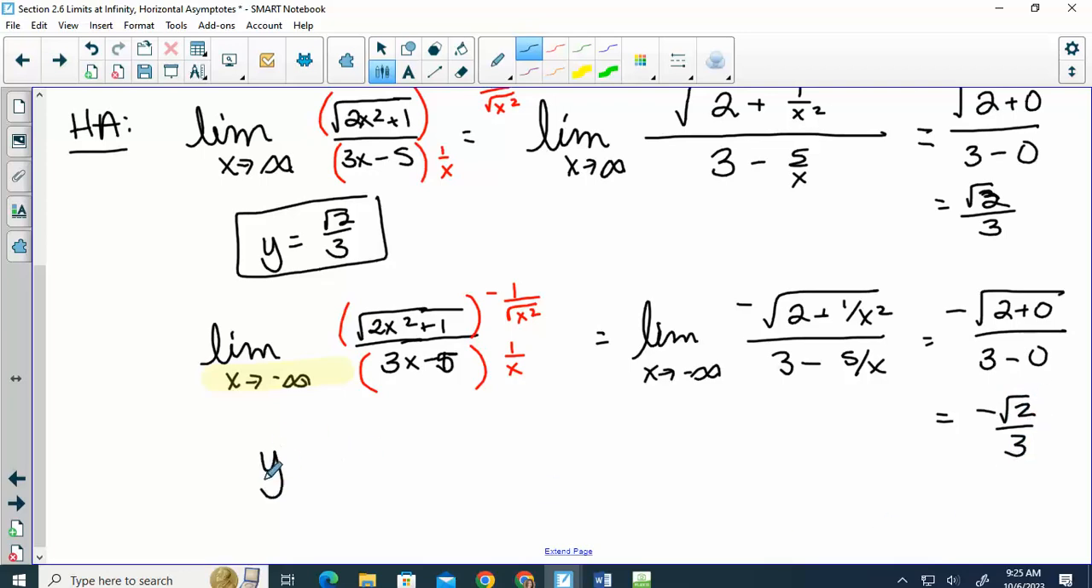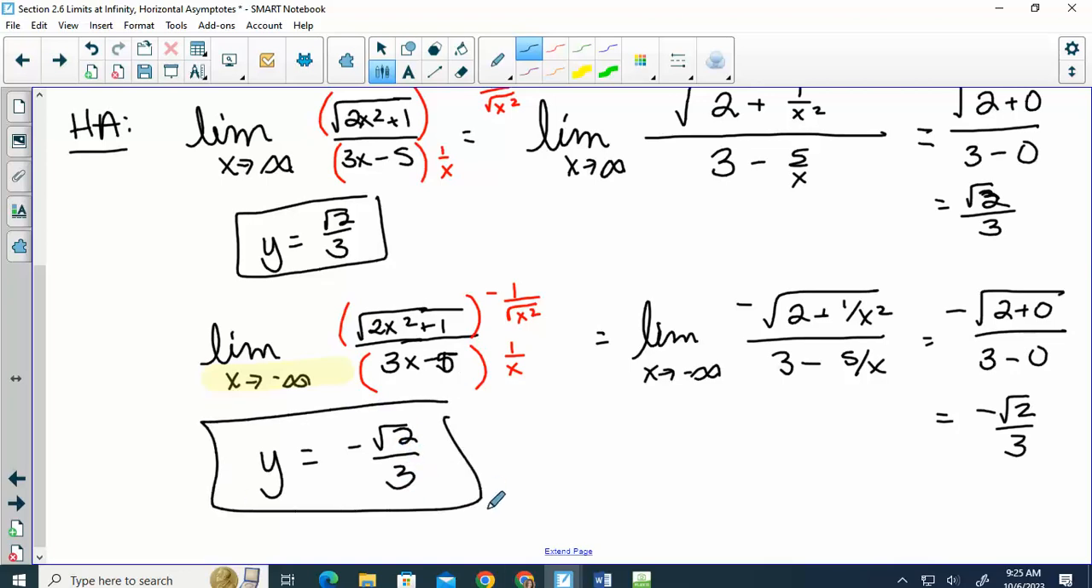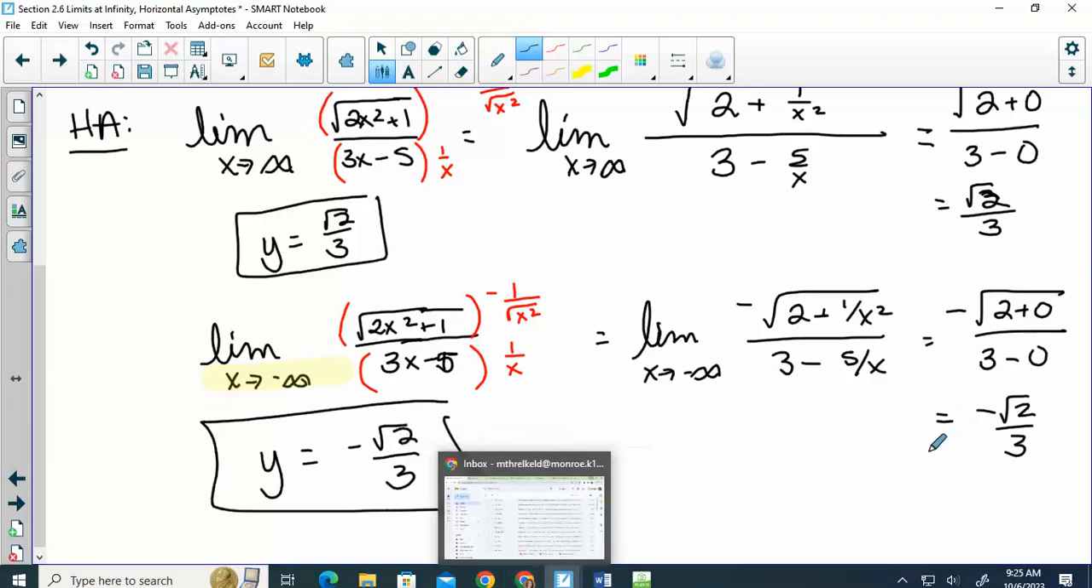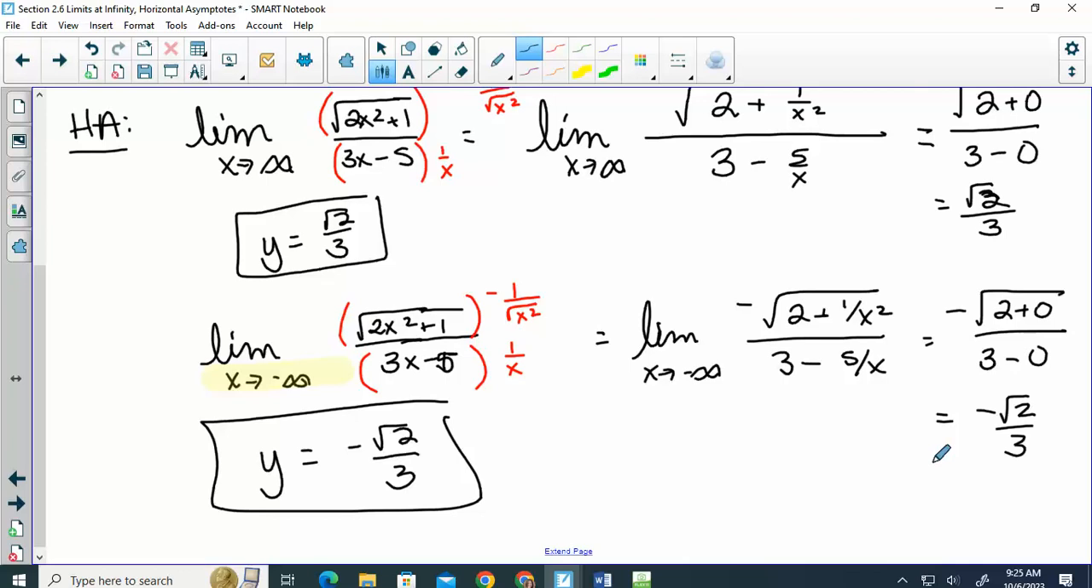So it turns out this one has two different horizontal asymptotes. Y equals radical 2 over 3 and y equals negative radical 2 over 3. And that's why we have to check both the positive and negative infinity. Questions here? Let's do one last problem for today.